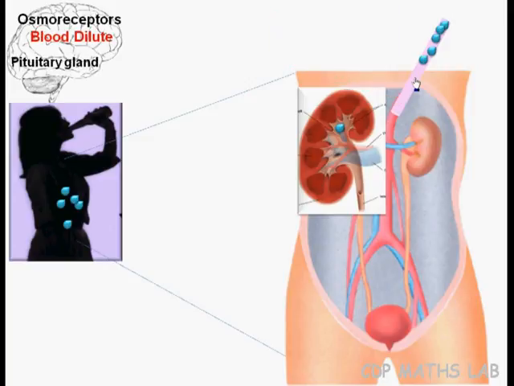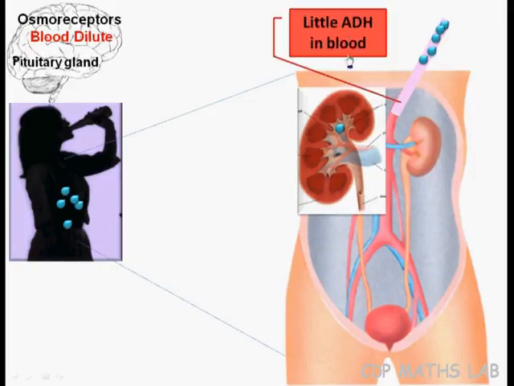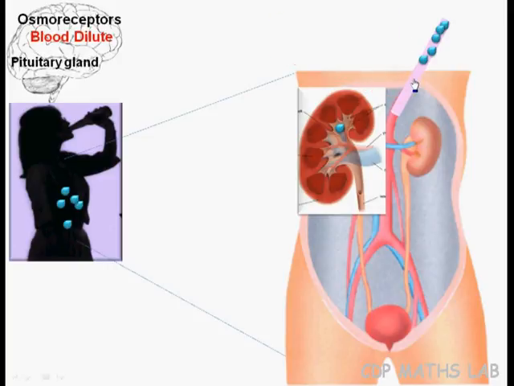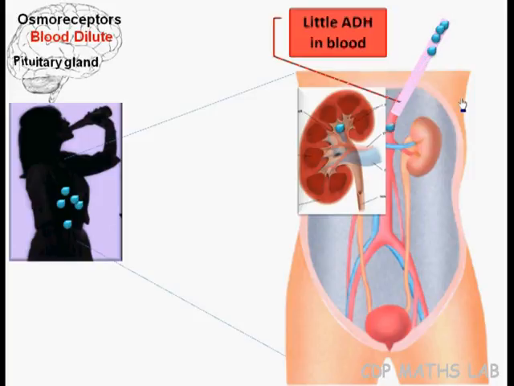Little ADH is in the blood. Now the pituitary gland, which is inside the brain as well, a part of the brain that is, it secretes a hormone called the antidiuretic hormone, abbreviated as ADH. Now it causes this hormone to be secreted inside the blood. Now what it does is simply cause the kidney. Now look at this now.